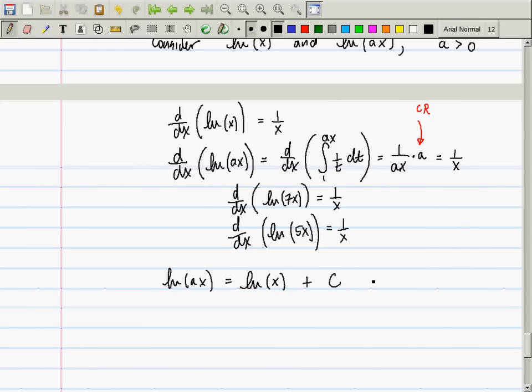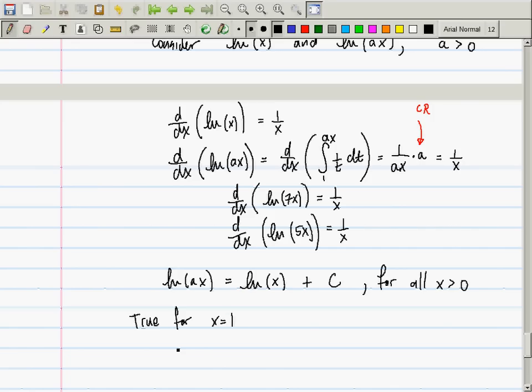Okay, and this has to be true for all x. It cannot matter what value of x. It has to work for all x, in particular for all x in the domain of log. So this means that it's true for x is 1. And if it's true for x is 1, then I can plug in x is 1.